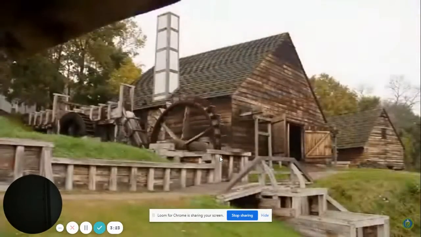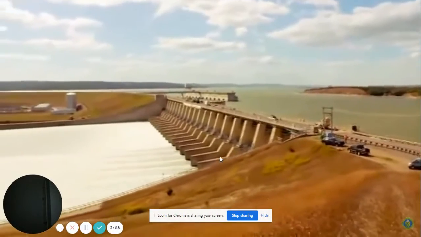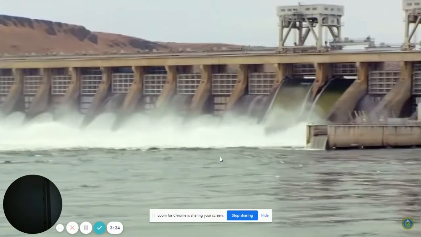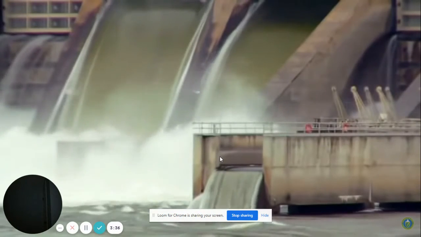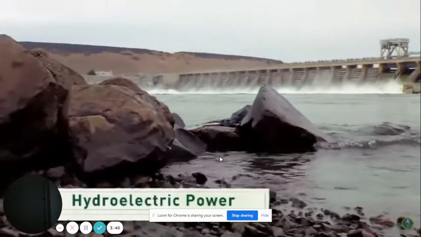People have been capturing the energy in moving water for thousands of years. And today, it's still a powerful resource that can generate clean, renewable, and affordable electricity. You see, we harness energy from flowing water and convert it to electricity. That's what we call hydroelectric power, or hydropower.